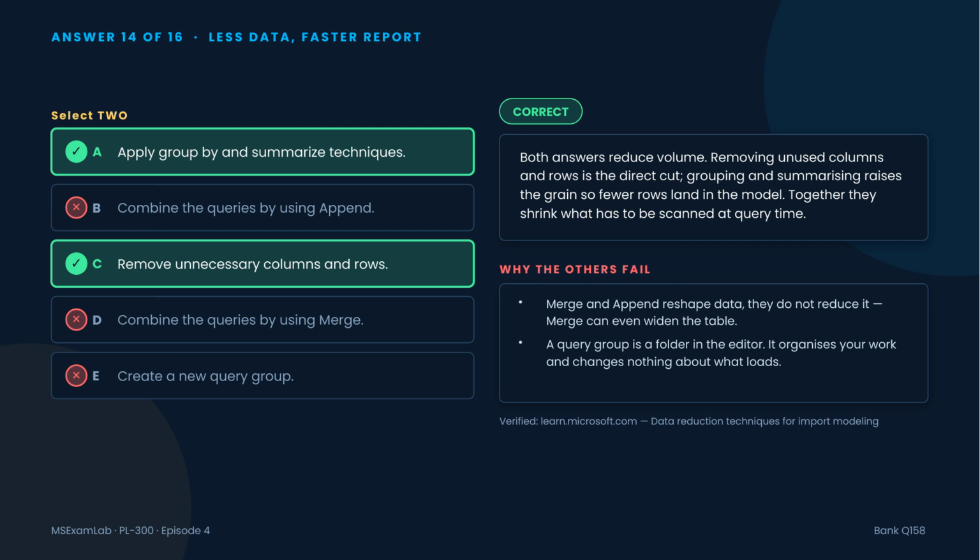Now why the others fail. Merge and append reshape data, they do not reduce it. Merge can even widen the table. A query group is a folder in the editor. It organizes your work and changes nothing about what loads. Verified against Learn Microsoft.com data reduction techniques for import modeling.